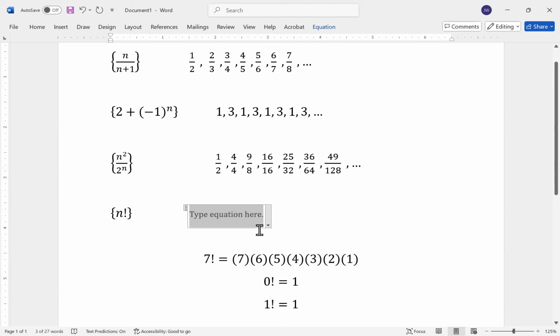So if we plug in a 1, 1 factorial is 1. 2 factorial is 2 times 1, which is 2. 3 factorial is 3 times 2 times 1. 3 times 2 times 1 is a 6. 4 factorial goes 4 times 3 times 2 times 1, which is 24. Notice that at each step, we're multiplying by one number higher. So 1 times 2 is 2, times 3 is 6, times 4 is 24.